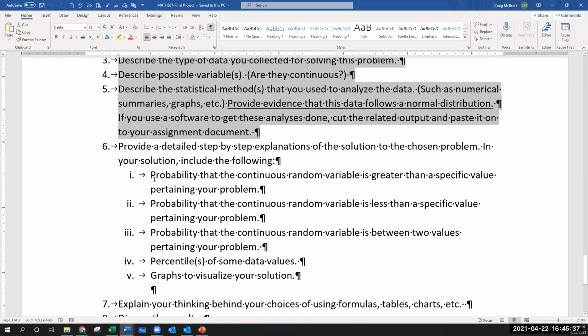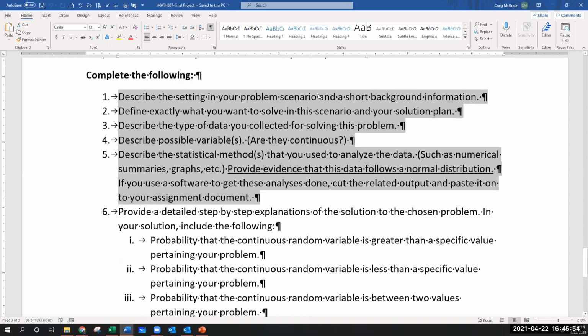you are to create these four questions. And again, these are completely made up. So let me give you an example. Let's say your variable was people's weights.